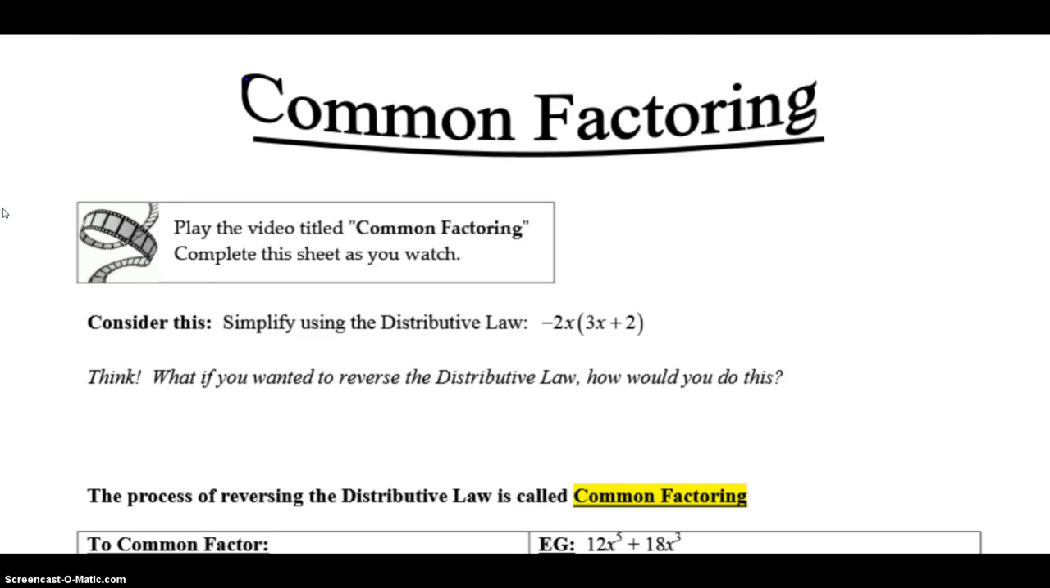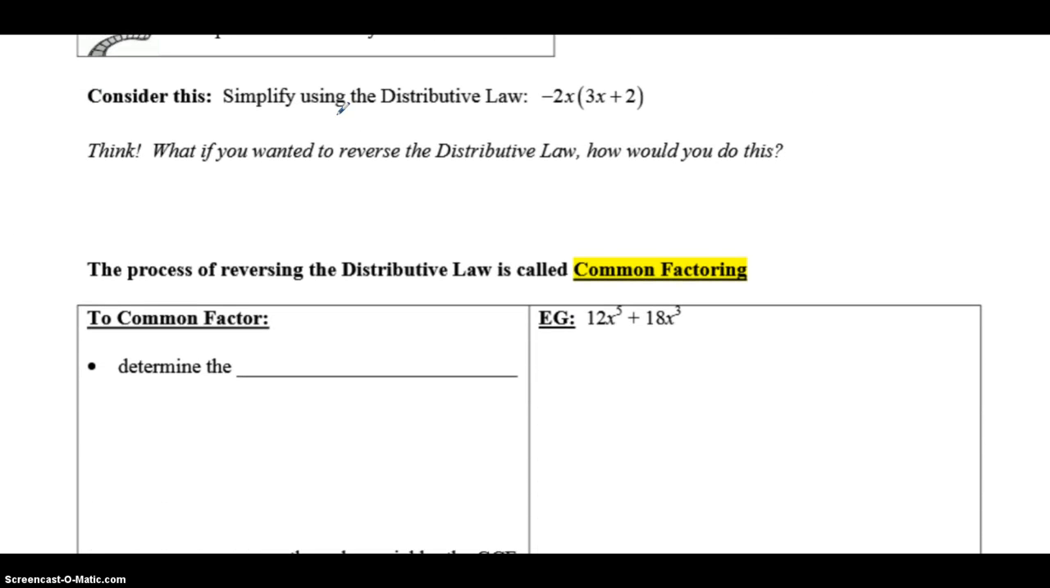So to get us started, I want you to consider this. Simplify using the distributive law. So negative 2x times, in brackets, 3x plus 2. So you're going to take your negative 2x, multiply it into your brackets using your distributive law to simplify this or expand this, and we get negative 6x squared minus 4x.